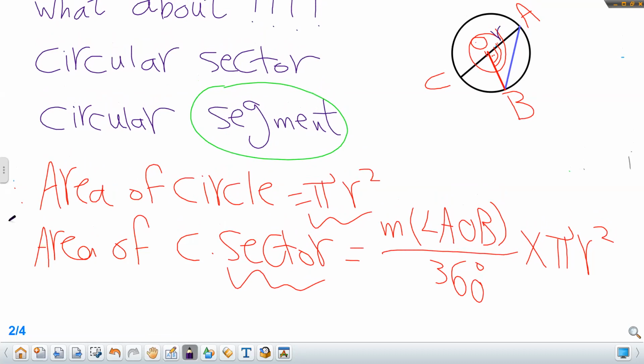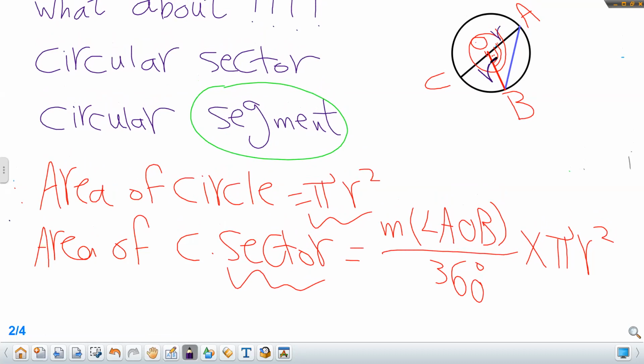Okay, so AO is a radius, BO is a radius. What about the new rule of the triangle? The area of a triangle equals half the product of any two sides times the sine of the included angle. Half the product of two sides times the sine of the included angle.